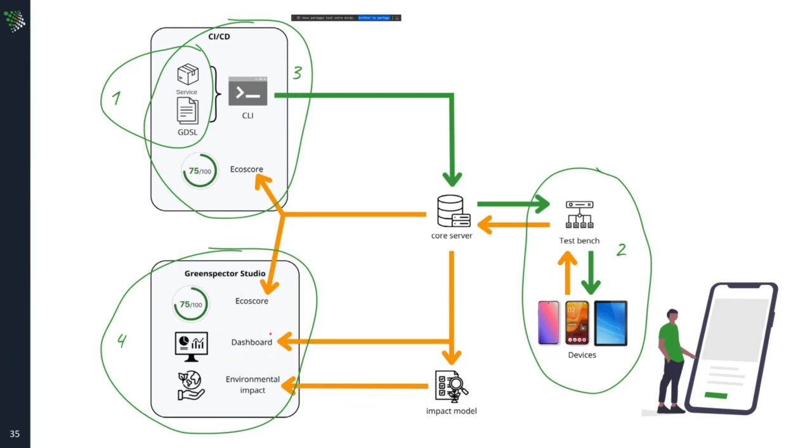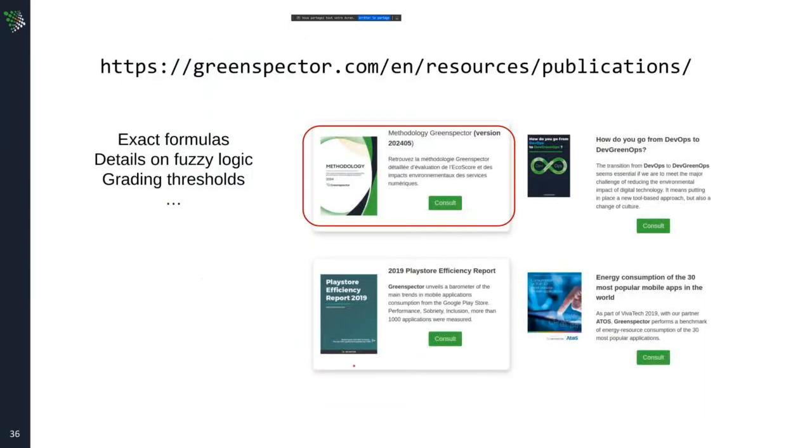If you are interested in more details regarding this white paper and this methodology, the publication itself is available on our website, so you have the exact formulas, you have more details regarding fuzzy logic. We also specify all the grades that are used to compute the eco score and how they are estimated. So if you're interested in that, you can download the document on our website. And of course, I remain available if you have a question here or on LinkedIn or by email, I'm not hard to reach.